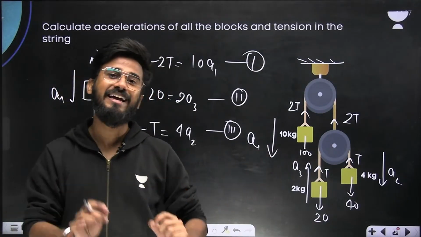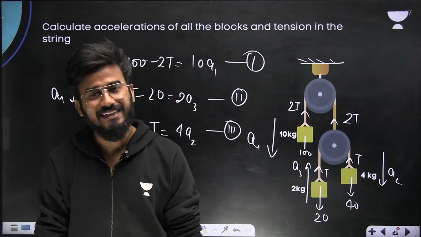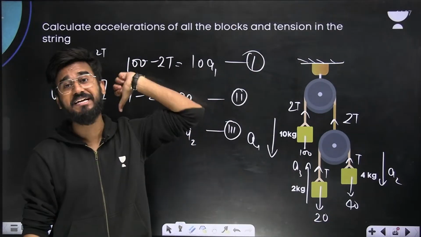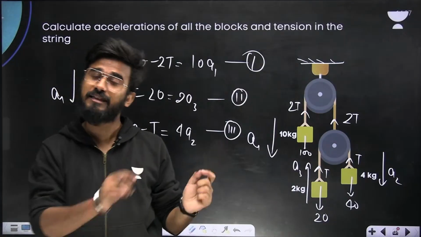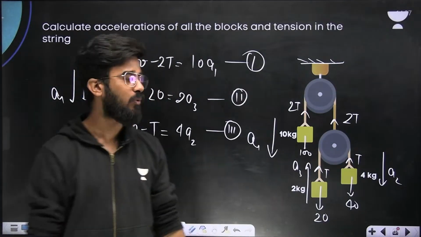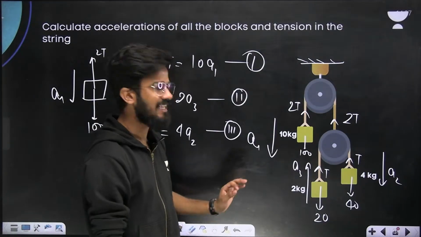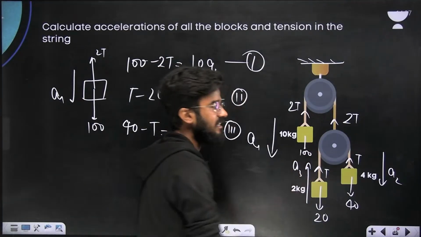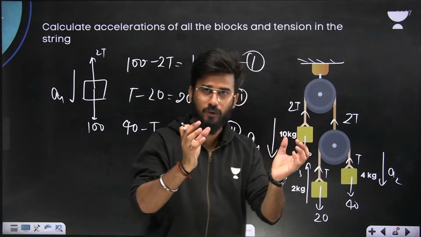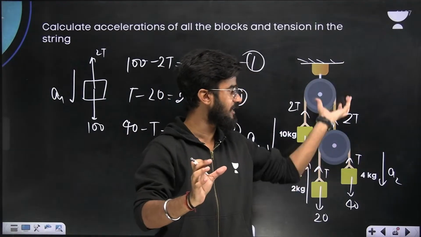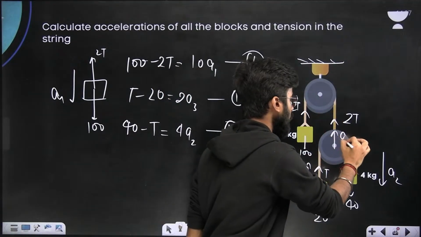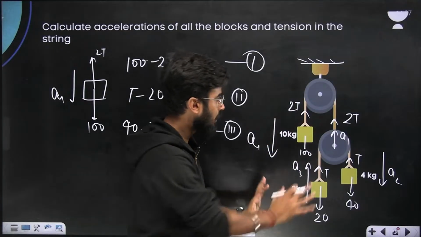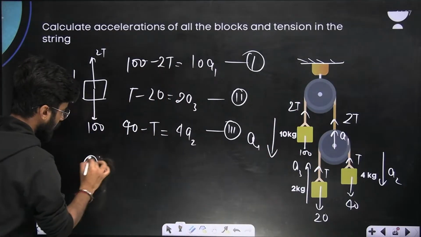So how will we get that extra equation? We'll get that extra equation with the help of the constraint motion which we learnt in the beginning of the session. If this block is going downward with acceleration A1, it means the pulley is going upwards with A1 also. This is going with A1, the pulley is also going with A1. Now look at this pulley.